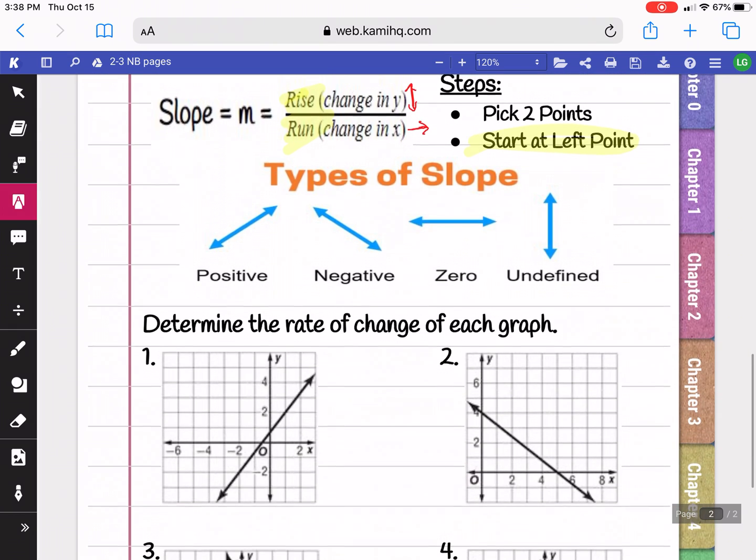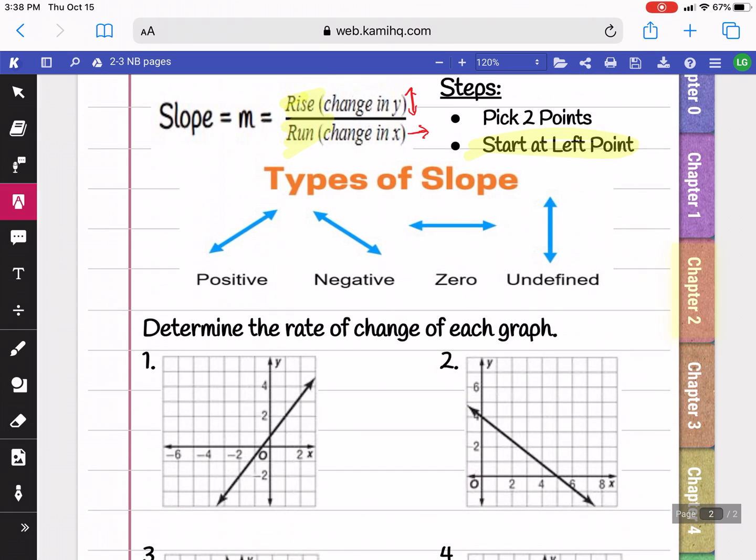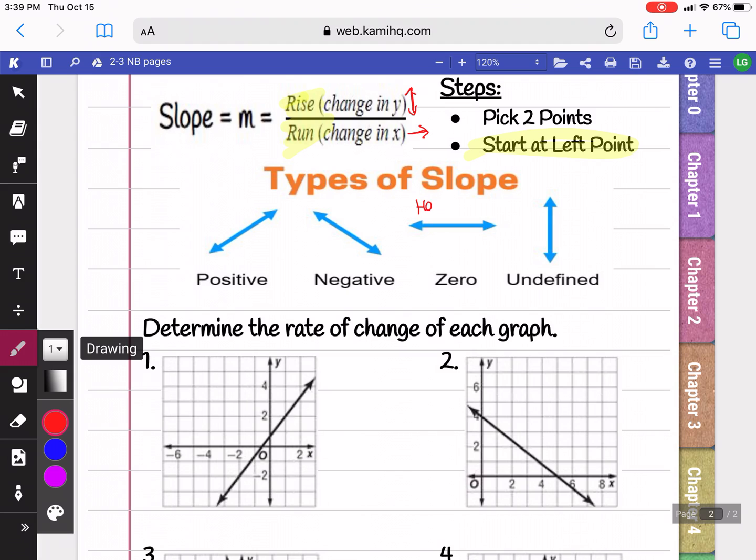You have 4 types of slopes. You have a positive, where it rises from left to right. Negative, where it falls. 0, when you have a horizontal line. And undefined, when you have a vertical line. I like to remember the terms hoy, vux. So if you remember hoy, horizontal gives you a 0 slope. If you remember vux, vertical gives you an undefined slope. So vertical, undefined, hoy, horizontal, 0.